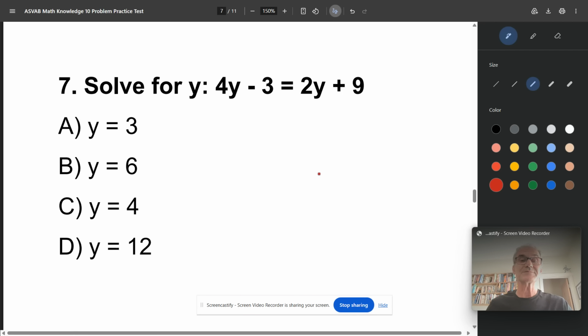Okay, moving on, number 7. I have an algebraic equation. I need to solve for y. The way I do that is I pause the video, give it a try. Unpause, watch how I do it.